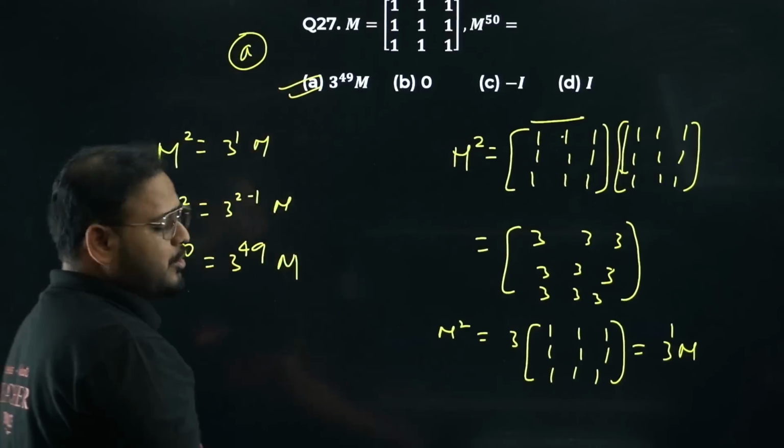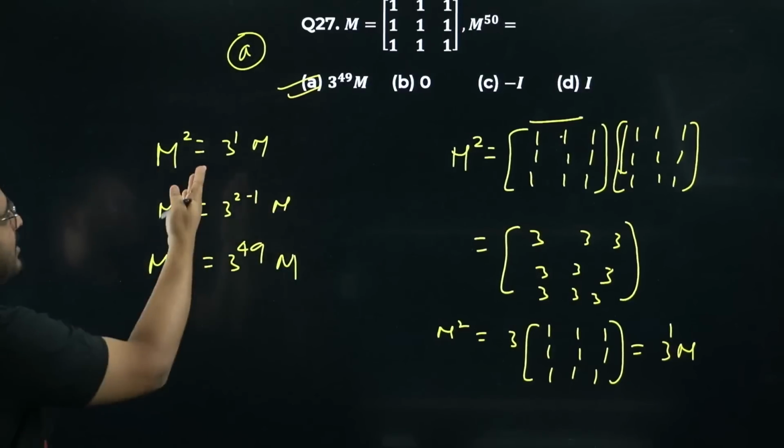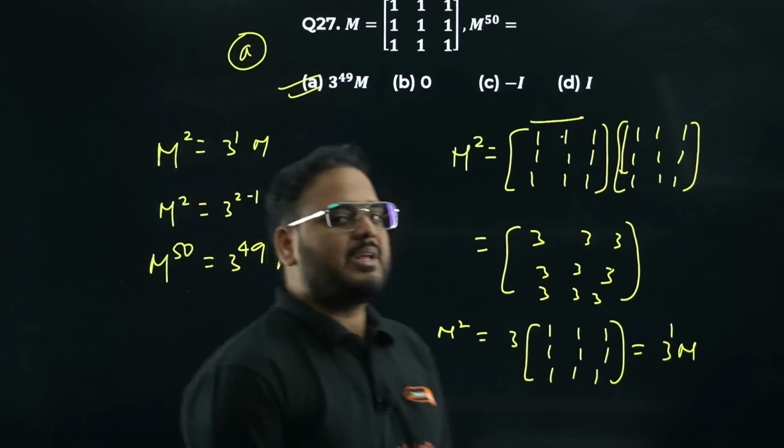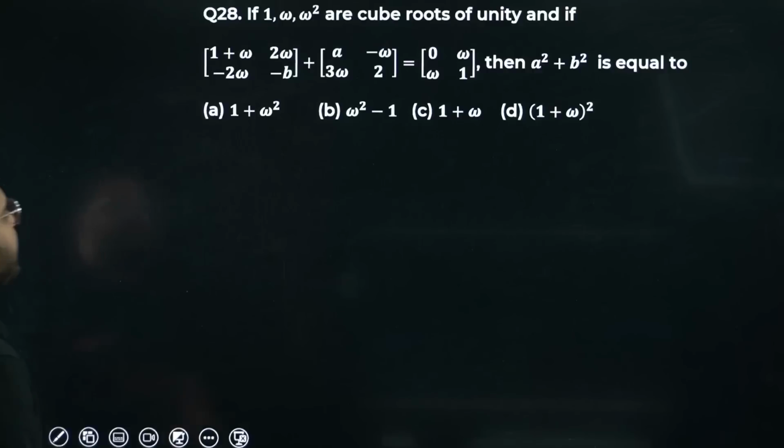If you want, you can do the third one also, M cube. You should cross check, but I would suggest you to get the answer from here only. The pattern will remain the same. Okay, chalo. 27th A is done. 28th now.